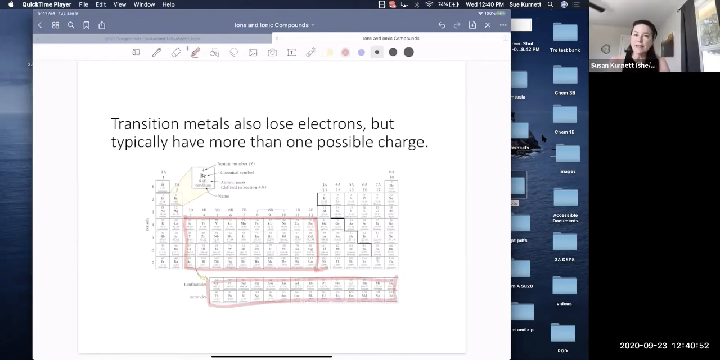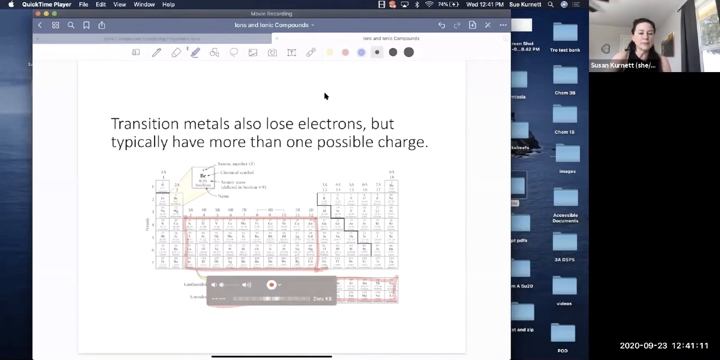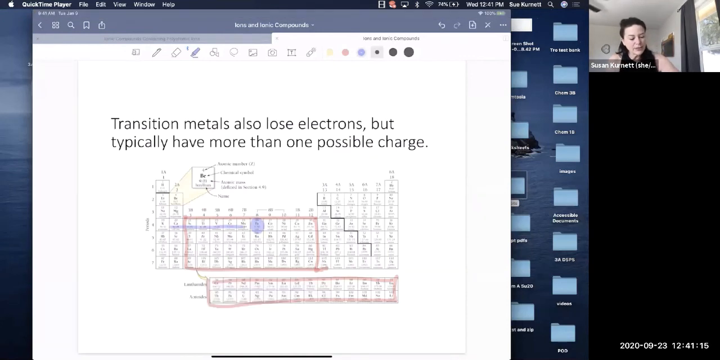The thing about these is they have a long way to go to be isoelectronic with a noble gas. So iron, for example, number 26, to get back to a noble gas, to be isoelectronic with argon, it would have to lose 8 electrons. And a charge that high is not stable, so it doesn't do that.